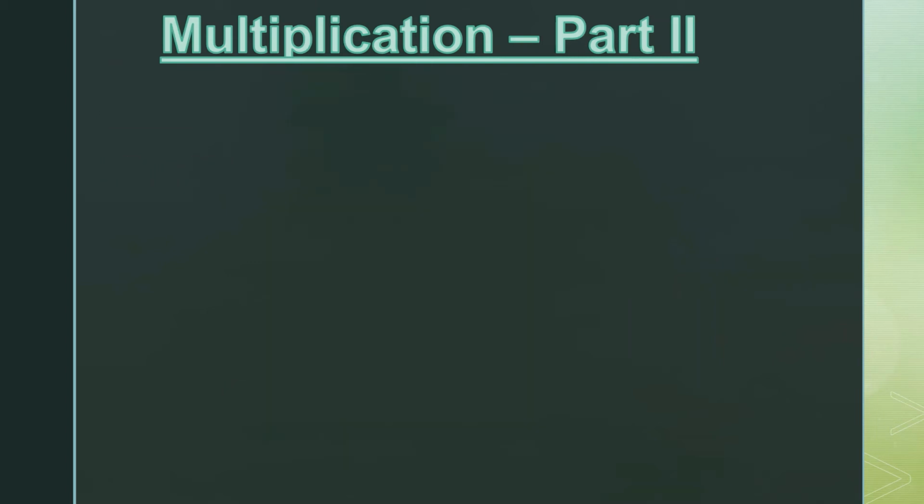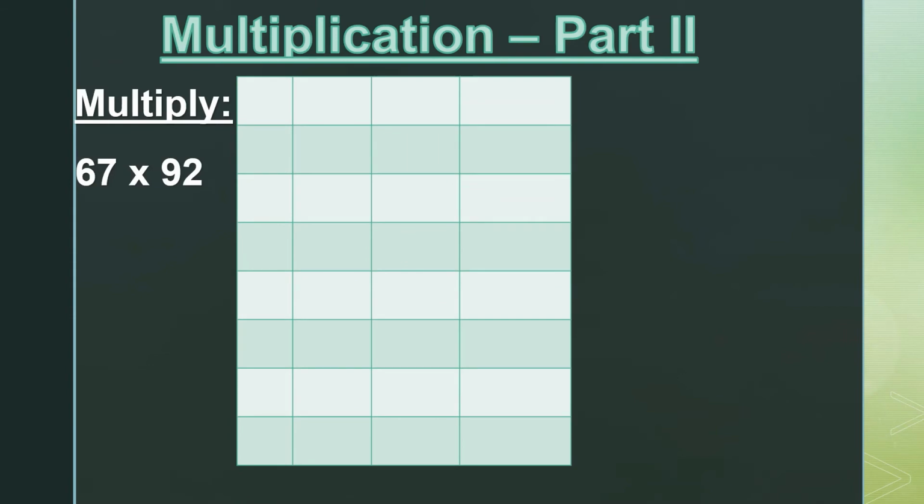Let us understand more sums. 67 multiplied by 92. Now we draw the table. Write the place values. Here we write one more place value, that is thousands place. Units, tens, hundreds, thousands. Now we have to write the question. 67, 92, multiplication sign. Now we multiply 67 by 2.